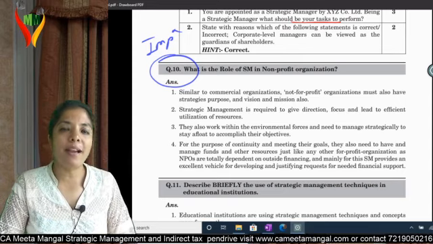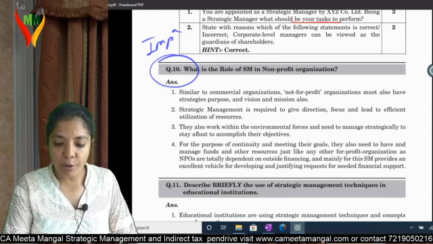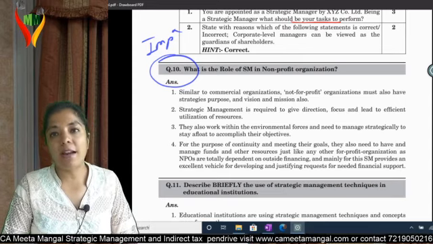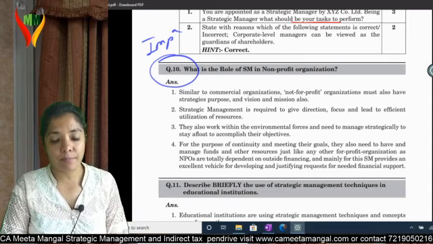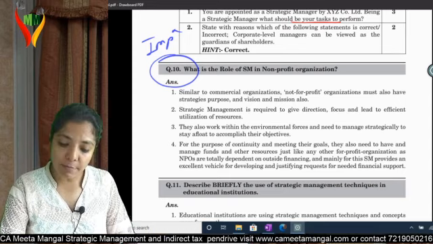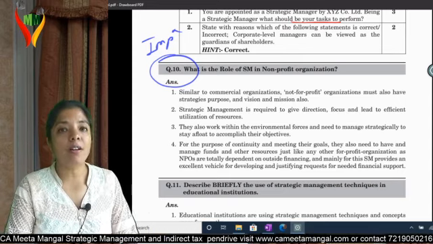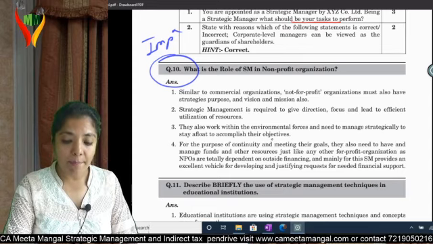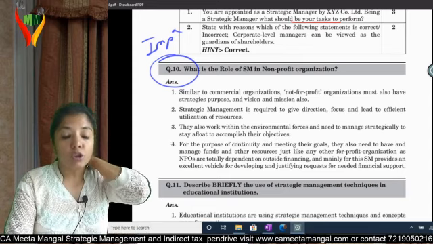So what are these 4 points? Let me just read it once. Similar to commercial companies, NPOs must also have strategies, purpose, vision, and mission. That means be it profit or NPO, everybody needs to have an SM. Strategic management is required to give direction, focus, and lead to efficient utilization of resources. They also work within environmental forces and need to manage strategically to stay afloat and accomplish the objective.